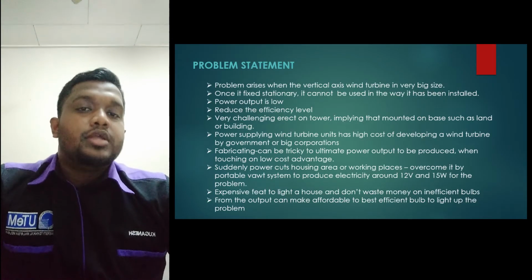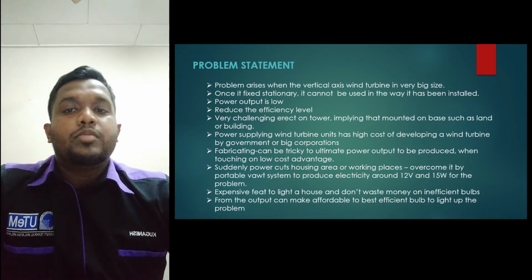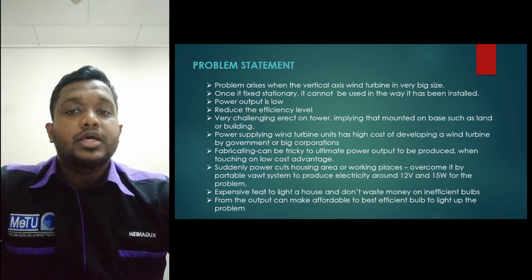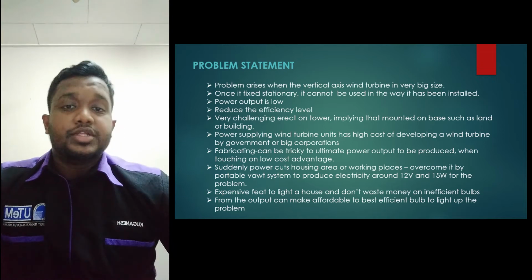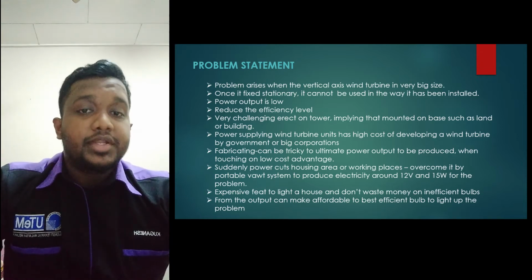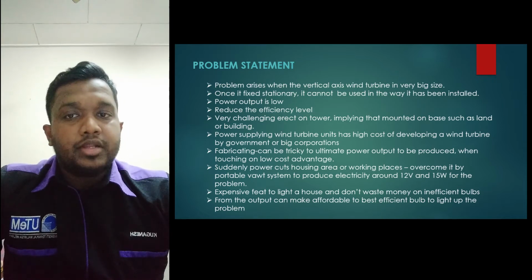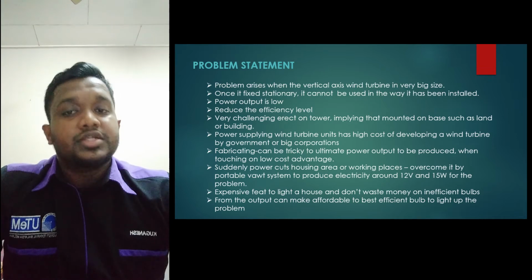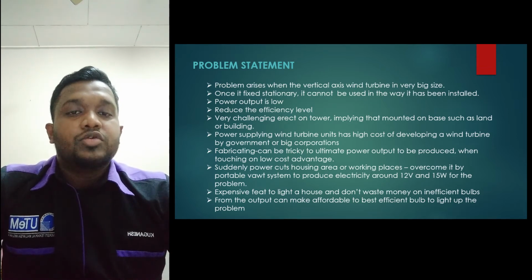Now, the problem statement of my project is that a problem arises when the vertical axis wind turbine is very big in size. Once it is fixed stationary, it cannot be used in any other way than how it has been installed. Compared to the horizontal axis wind turbine, the power output of the vertical axis wind turbine is very low, which reduces its efficiency level.